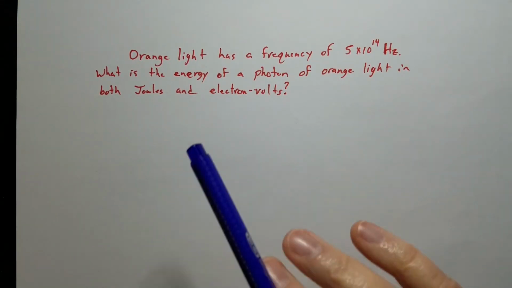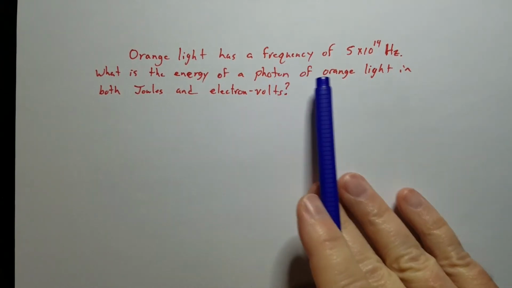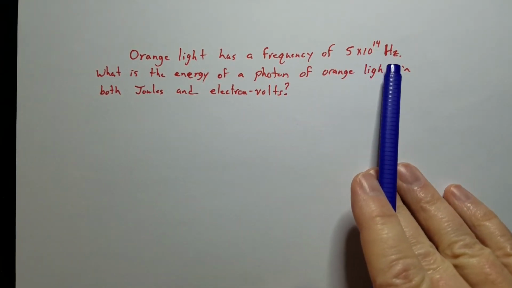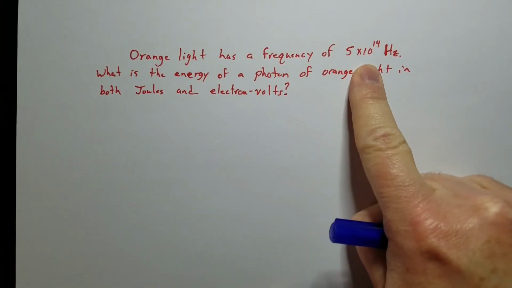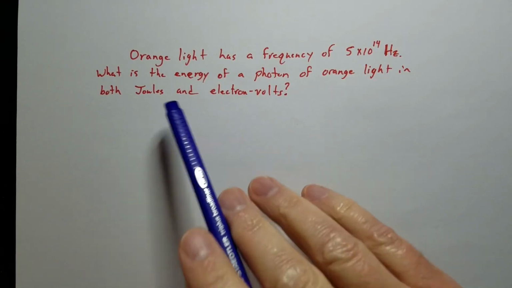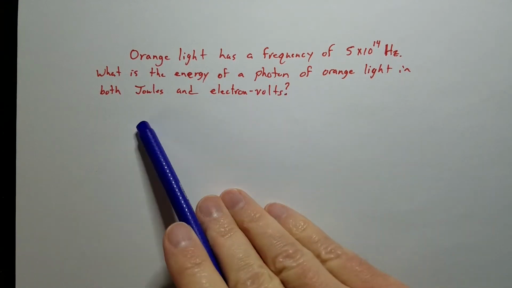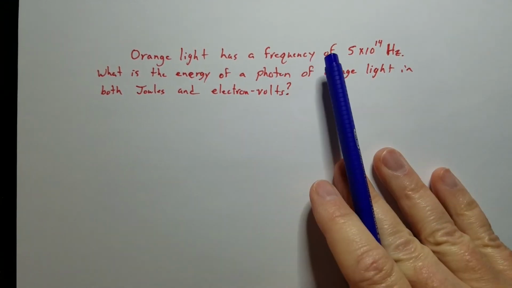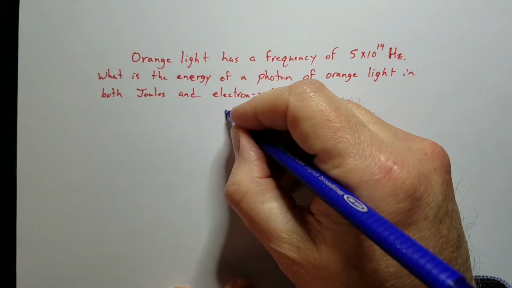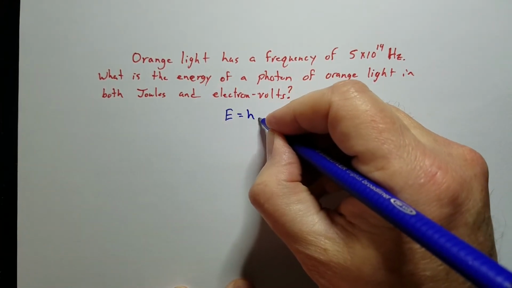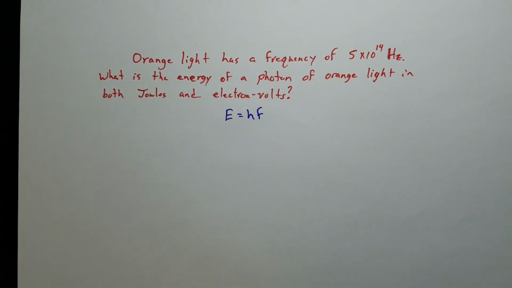Let's say we've got a photon of orange light that has a frequency of 5 times 10 to the 14th hertz. It means it vibrates up and down that many times every second. We want to know the energy of the photon in both joules and electron volts, so we'll do both of them. Since I know the frequency, I already know that E equals hf, and that's the equation I'm going to use.